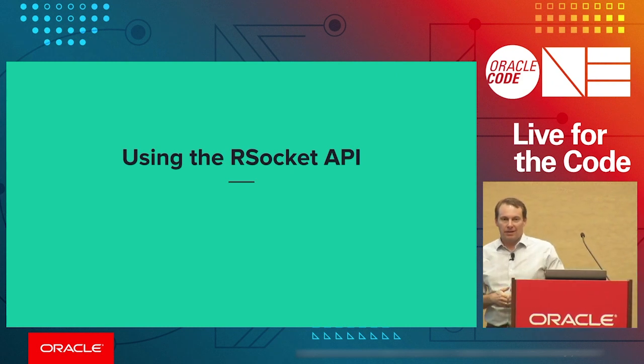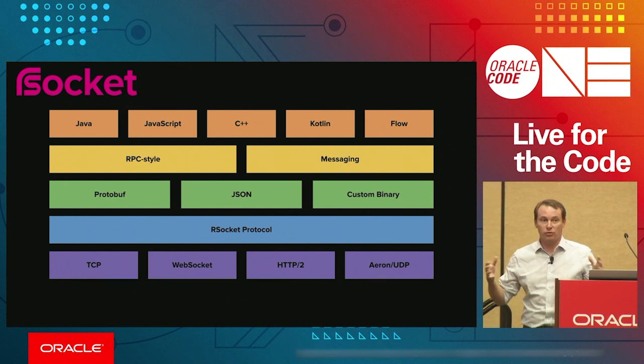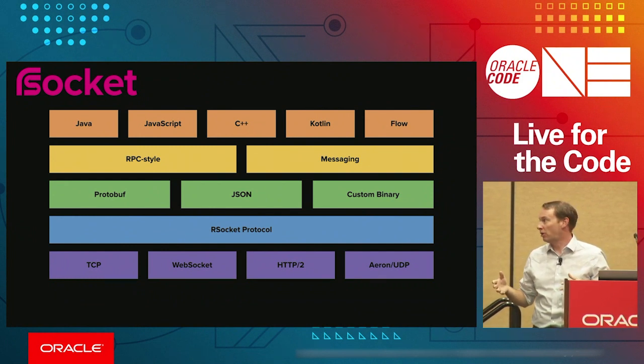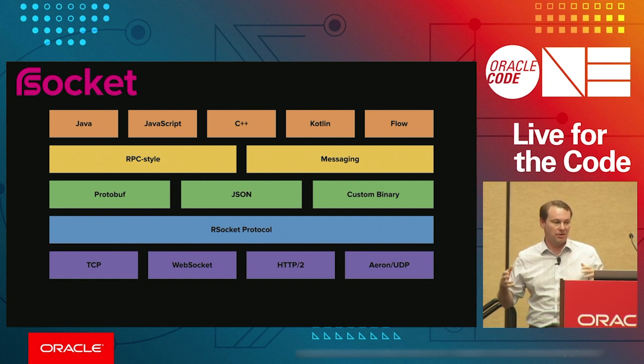So clearly, the flexibility that you see in this chart right here is one of the huge selling points for a protocol like this. The fact that it is language agnostic, that it is sort of programming style agnostic, that it's payload agnostic, that it's transport agnostic. We have a lot of choice here while still getting the benefits that you see from the RSocket protocol, just sort of the blue layer in there.